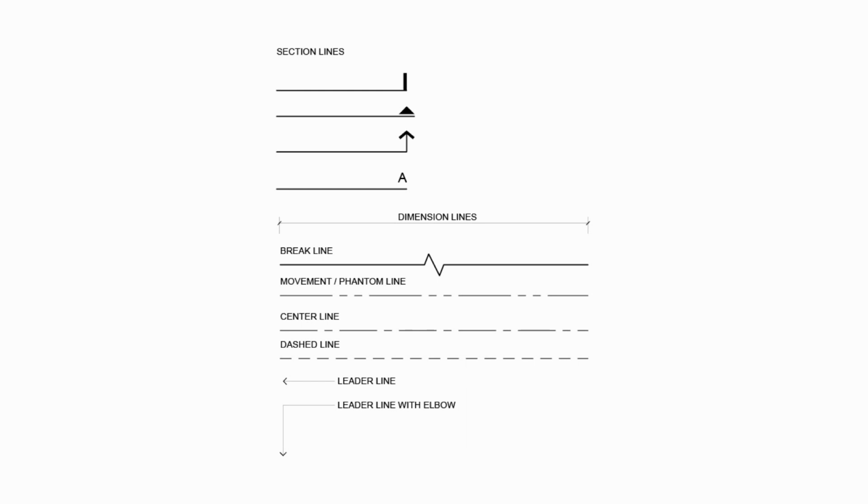The break line was what I talked about with that little, it's kind of like a heart rate monitor if you were in the hospital. It's one of those little blips. That's the break line. Movement or a phantom line is a long line with 2 dashes. Like I said, I don't find that too common in practice. Center line is telling us where the center of something would be. The dashed line or the hidden line is really the most common. Solid and the dashed lines are the most common that we're going to see.